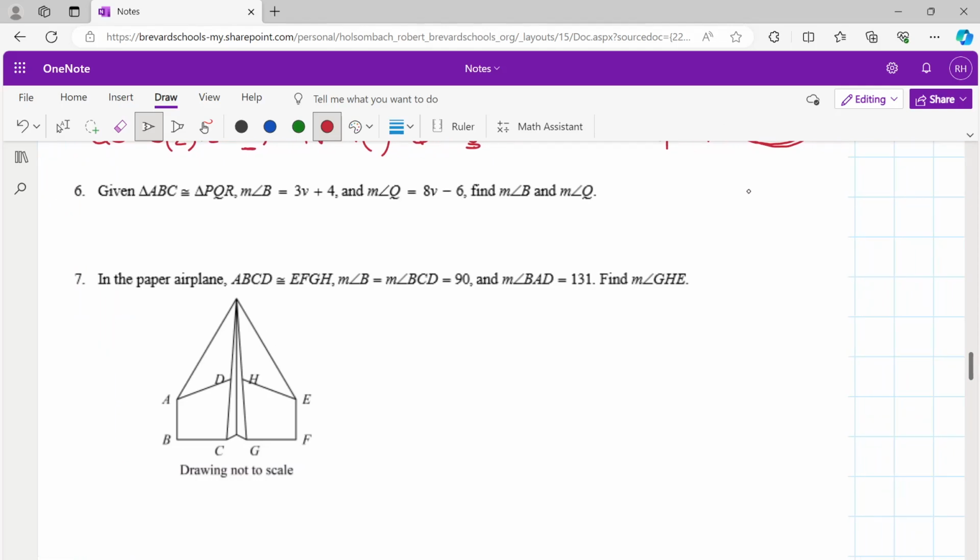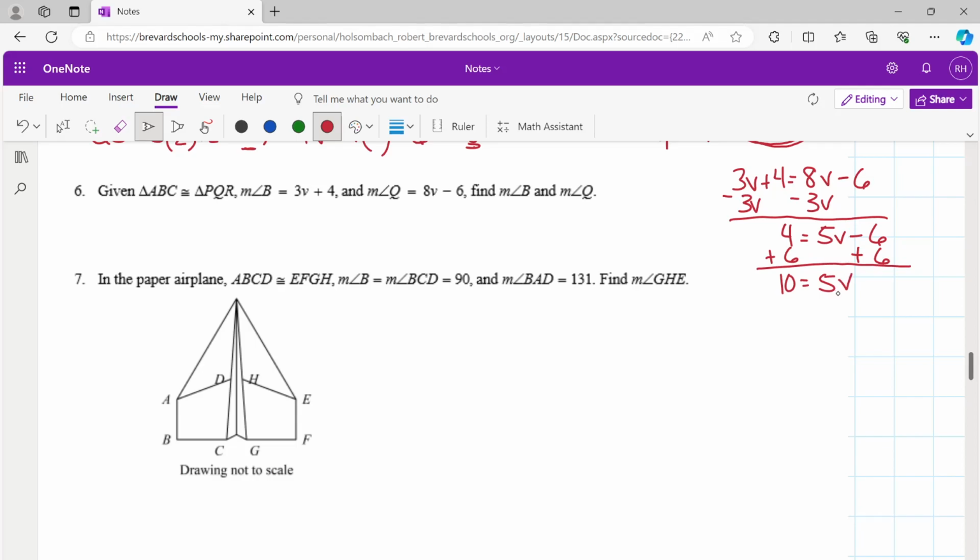So our equation is going to be 3V plus 4 is equal to 8V minus 6. Subtract 3V from each side. 4 equals 5V minus 6. Add 6. And 10 equals 5V. Divide both sides by 5. And 2 is equal to V.